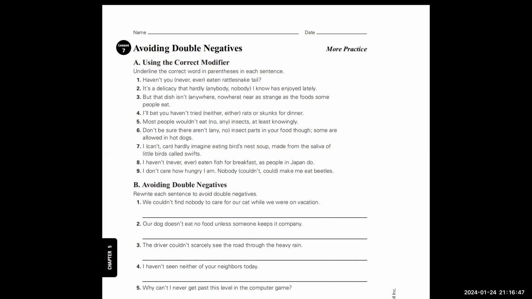I will bet you haven't tried either rats or skunks for dinner. Okay, that's correct. Number 5. Most people wouldn't eat any insects, at least not knowingly. Correct. Number 6. Don't be sure there aren't any insect parts in your food, though; some are allowed in hot dogs. Okay, correct. Number 7.